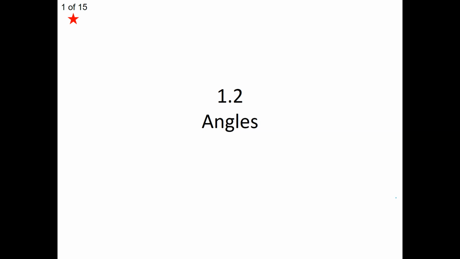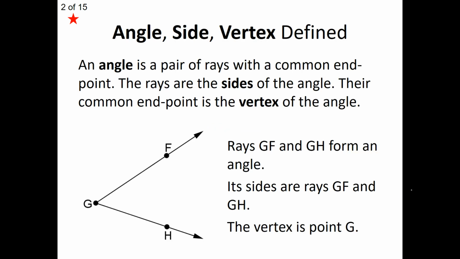Let's jump right into this. What is an angle? An angle is a pair of rays with a common endpoint. So we think about what a ray was. A ray is a point on a line and all the points chosen to one side of that line. Well, when we make two rays from the same endpoint, we've created an angle.